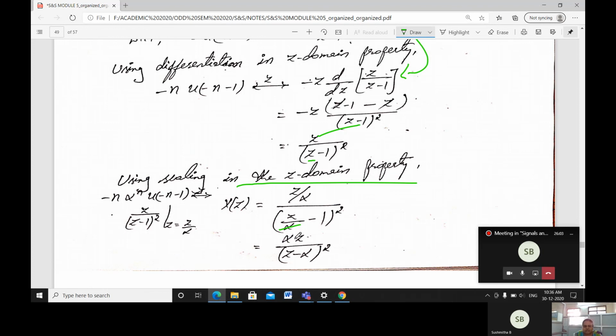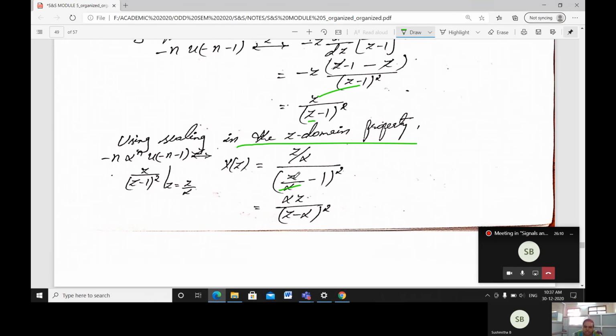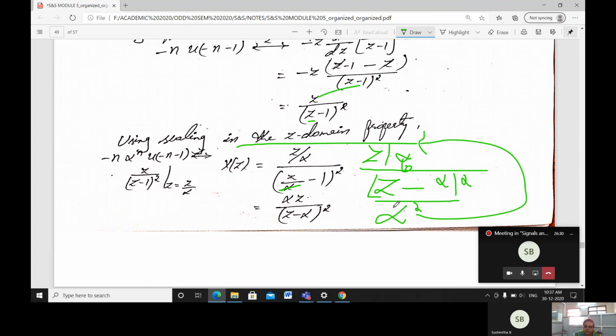Simplification is nothing but in terms of z divided by alpha. Avoid the rational values, keep it in real values. What I can do is take the LCM, and you will get z divided by alpha divided by z minus alpha divided by alpha square. This whole square you will get. This is going to be multiplying here. Therefore, one alpha cancels. You will get alpha z divided by z minus alpha whole square. That's it.